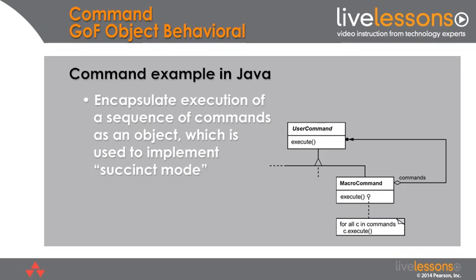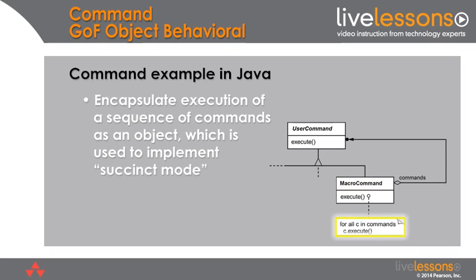And we're going to use this in order to implement so-called succinct mode, where it's just a very simple calculator interface. So the way this works is we can go ahead and create a subclass of user command called macro command. And then the macro command will actually contain multiple user commands. And when the execute method is called on the macro command, it will iterate, using the iterator pattern of course, through all the various subcommands it holds in its internals as a vector in this case.